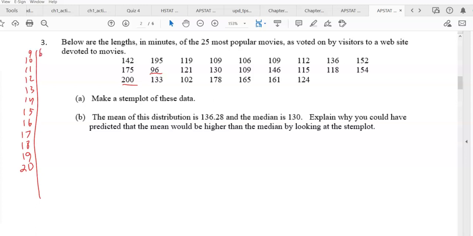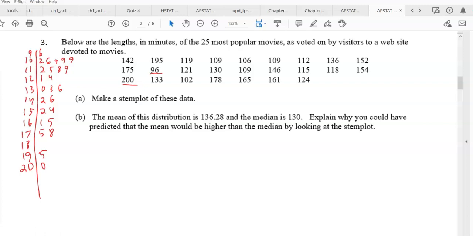I think there's a 96 there. There's 102 and a 106. 3 109s. 112, 115, 118, 119, 121, 124. 130, 133, 136, 142, 146, 152, 154, 161, 165, 175, this takes a while, 178, 195, 190. Okay. So we're not done.